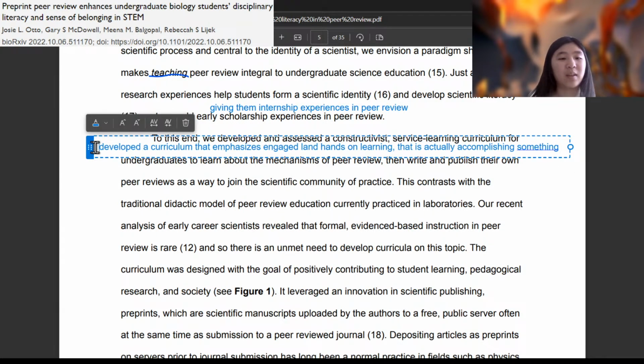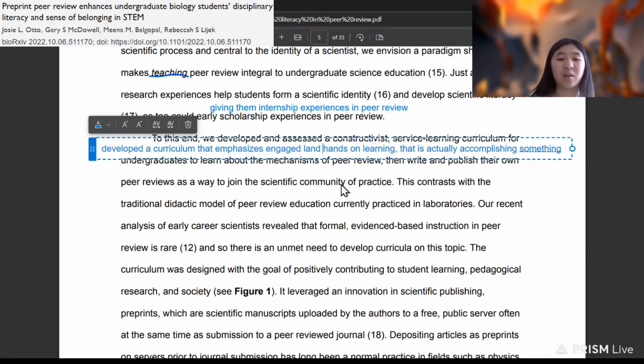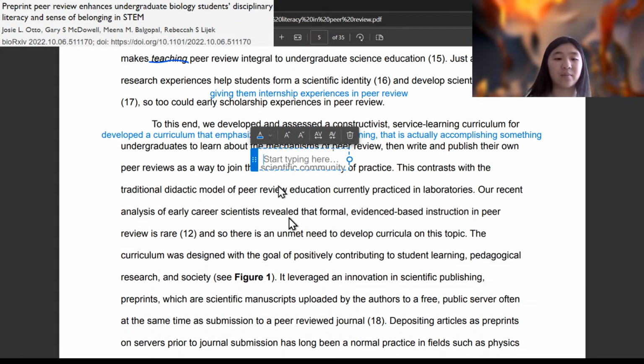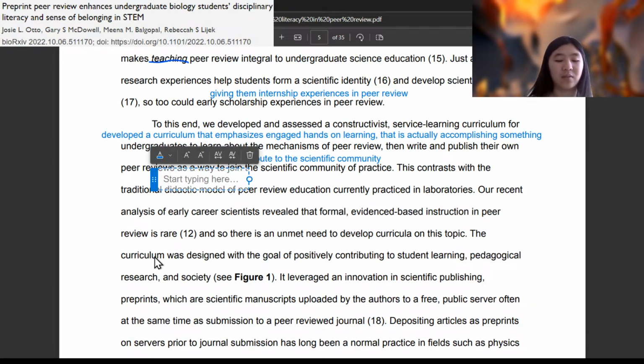Okay, to this end, we developed and assessed a curriculum that emphasizes engaged, hands-on learning that actually accomplishes something for undergraduates to learn about the mechanisms of peer review, and then write their own peer reviews as a way to join the scientific community. So as a way to contribute to the scientific community. This contrasts with the traditional didactic model of peer review education currently practiced in laboratories. So didactic would just mean very lecture heavy.